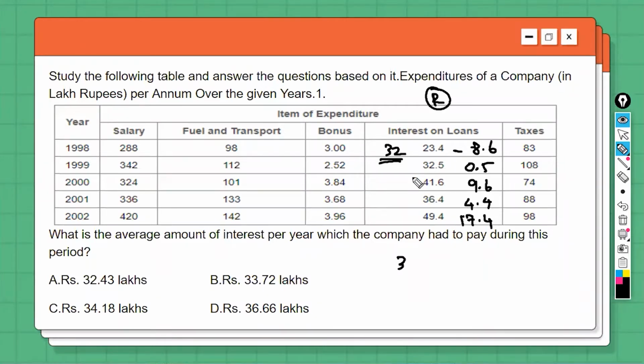I'll just explain. What I have just assumed is that everybody has 32 rupees, and I'm just finding the deviation. This guy has 0.5 rupees extra. This guy has 9.6 rupees extra. This guy has 4.4 rupees extra, likewise.